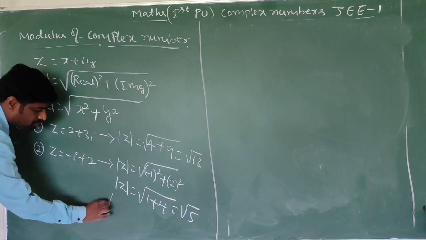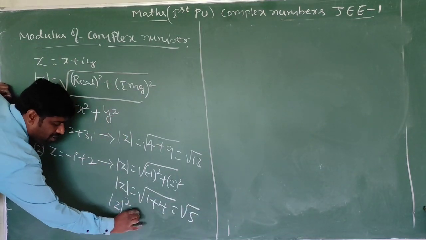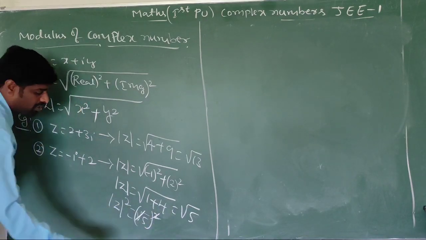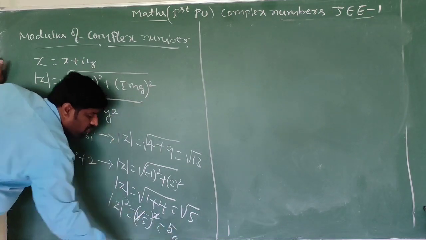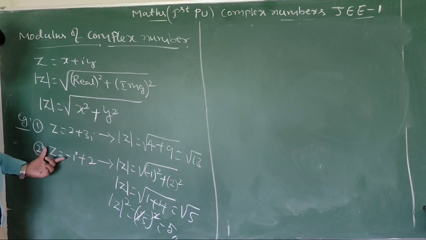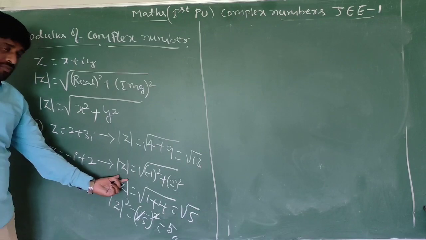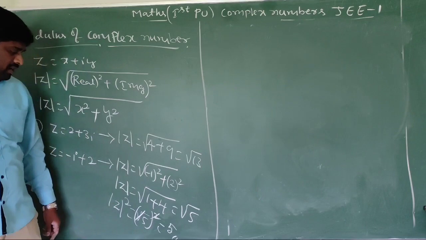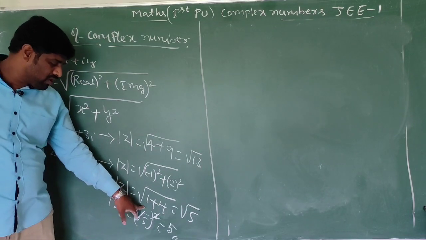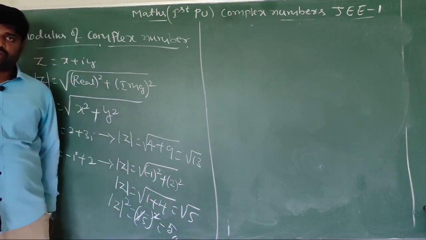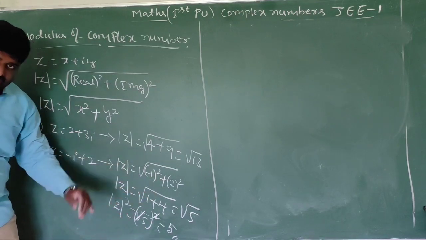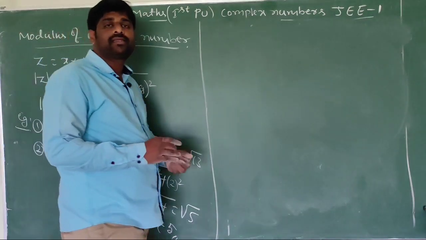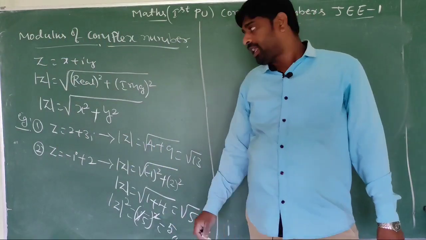When you take the modulus of Z squared, that is square root of 5 whole squared, the square root cancels, and that is equal to how much? 5. So Z is equal to minus i plus 2. We take the modulus as real part whole squared plus imaginary part whole squared. Modulus of Z is equal to square root of 1 plus 4, which is 5, square root of 5. So squaring on both sides, we get modulus of Z squared is 5. This is the modulus of a complex number.